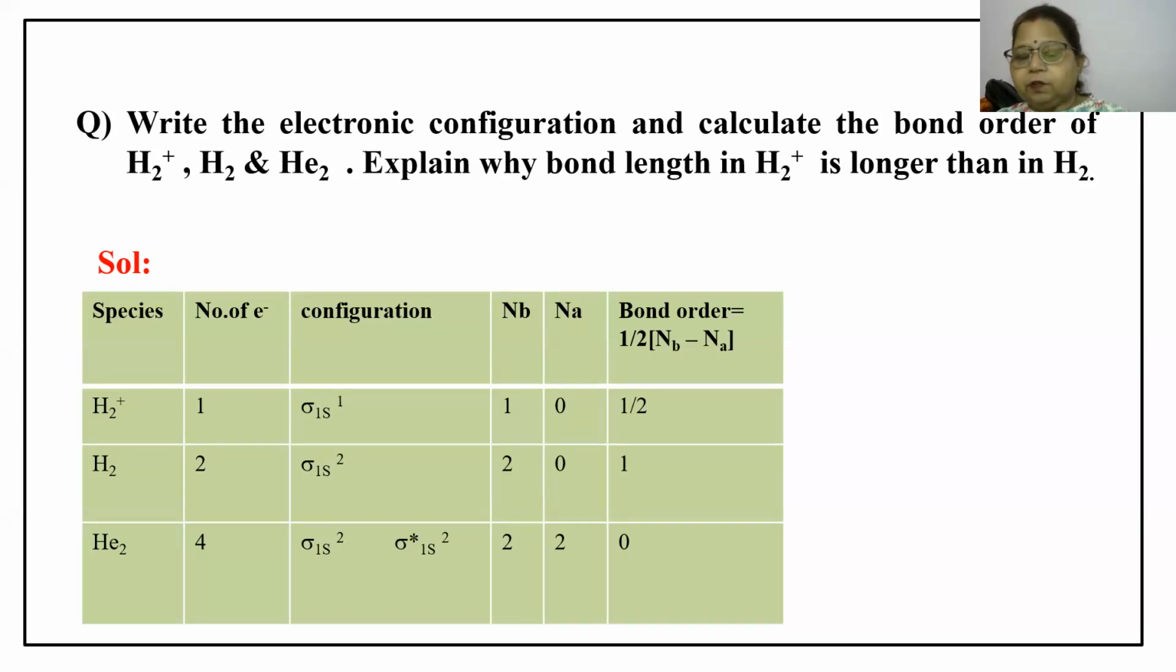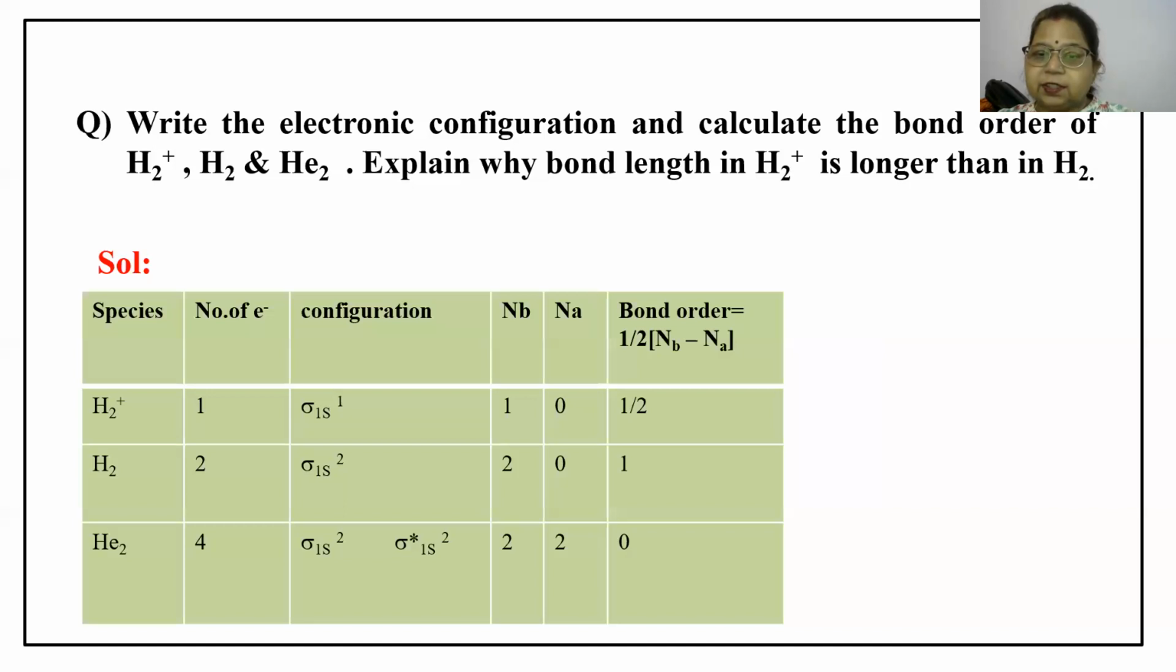He2, if you recall from before, does not exist, right? Because it has 4 electrons and the configuration is sigma 1s2, sigma star 1s2 anti-bonding. So bond order will be 2 minus 2 divided by 2. That will come out as 0, right? So the bond order is 0 for He2, and 1 and a half in this case.